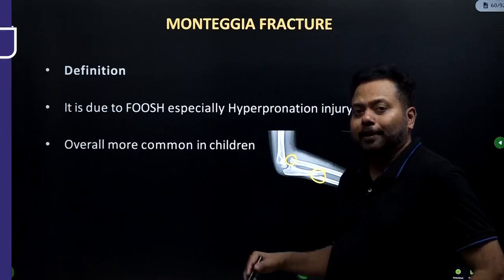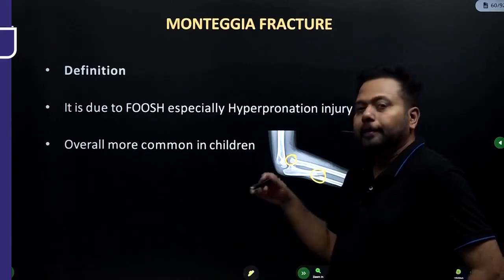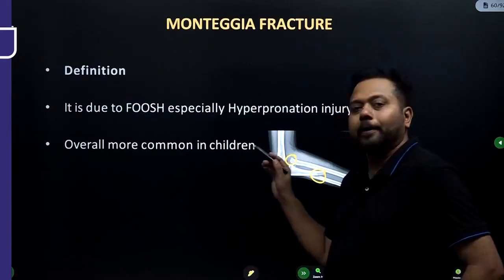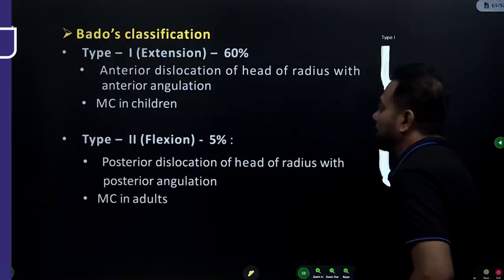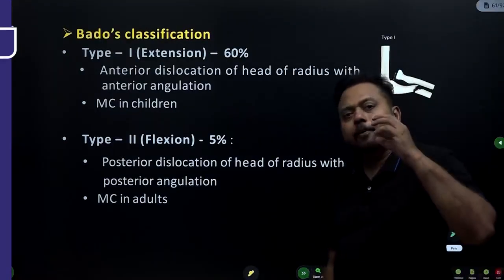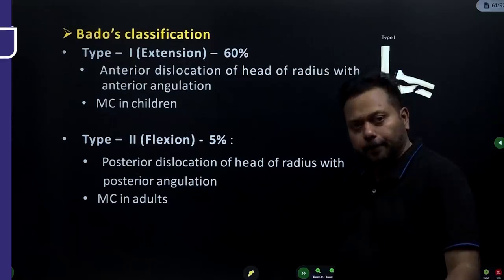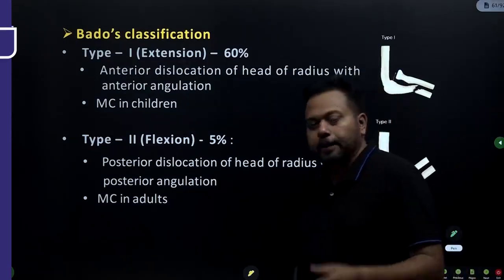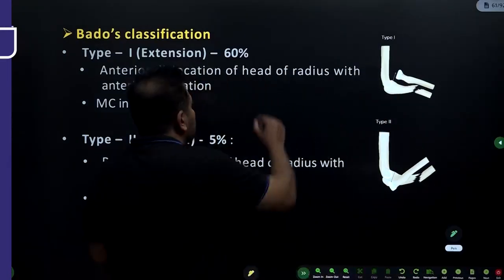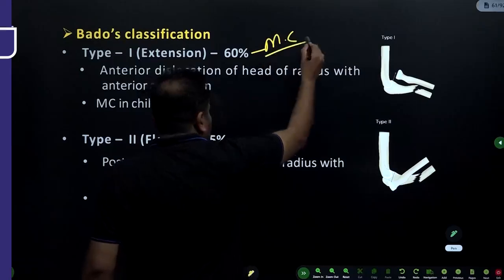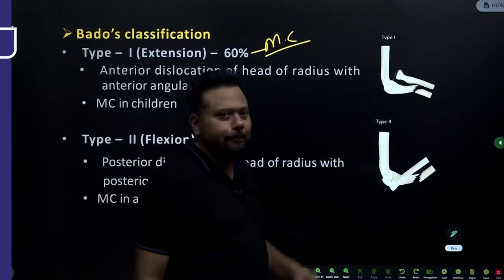They are comparing this with Galeazzi fracture. When compared with that, Monteggia is overall more common in children. The classification system for Monteggia's fracture is called Bado's classification. 4 types are there, type 1, type 2, type 3, type 4. Type 1 is called extension type, and this is the most common type. What is type 1? You look at this diagram.